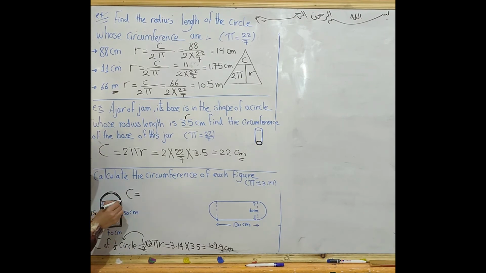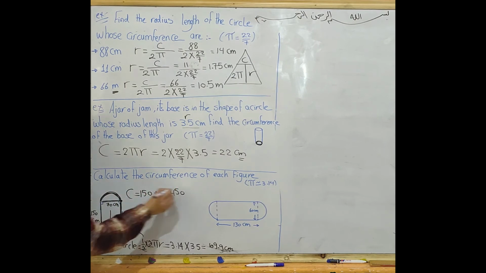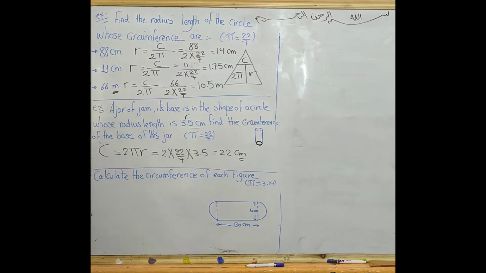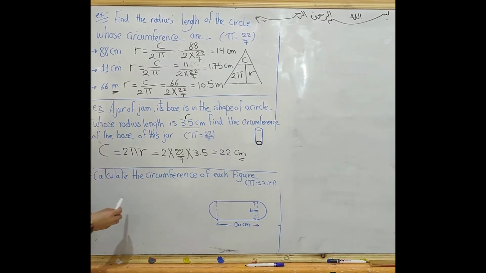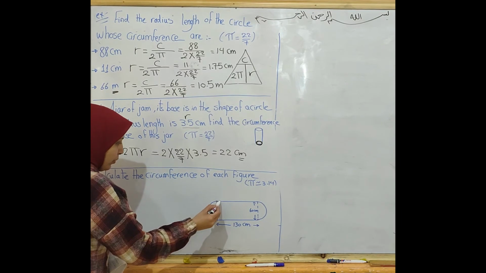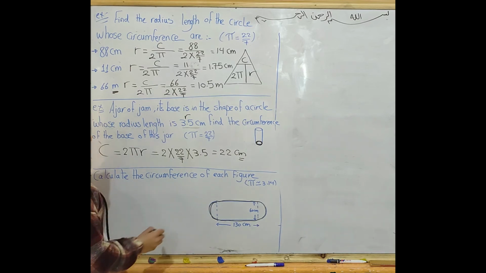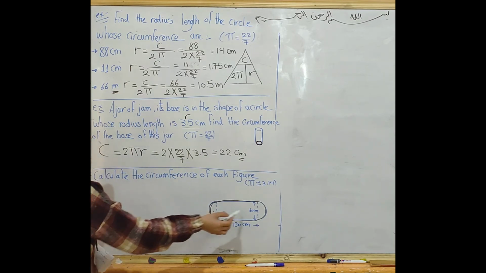Then we find the circumference of the whole figure. The circumference starts from this point: 150 plus 70 plus 150 plus this half circumference, 109.9. The circumference will be 479.9 centimeters. In figure number 2, we need the circumference of this figure, so we need all these lengths. In this figure, we have two halves.